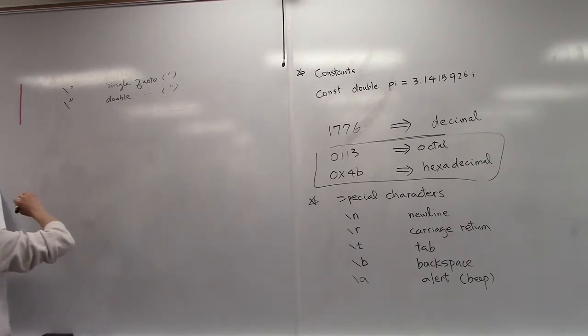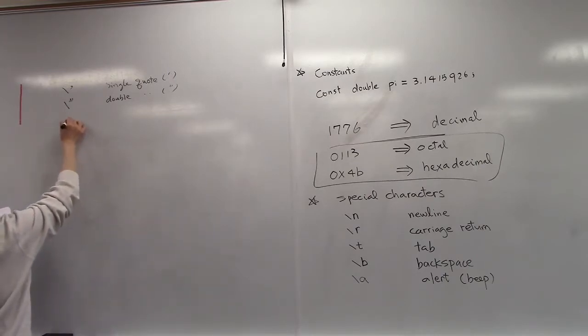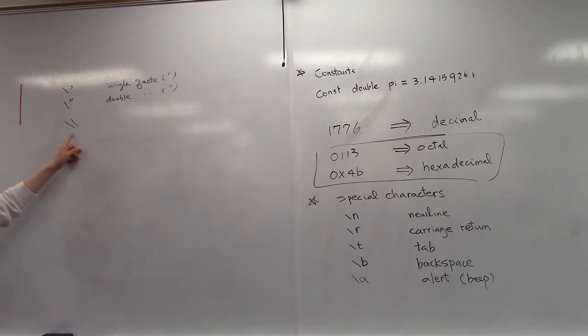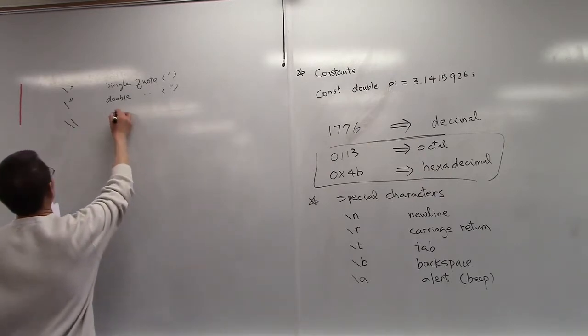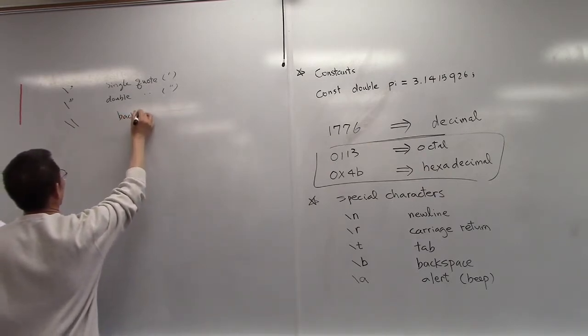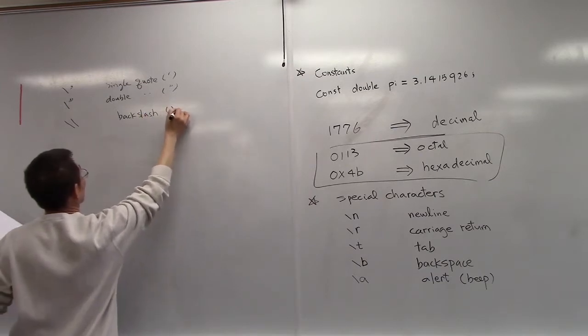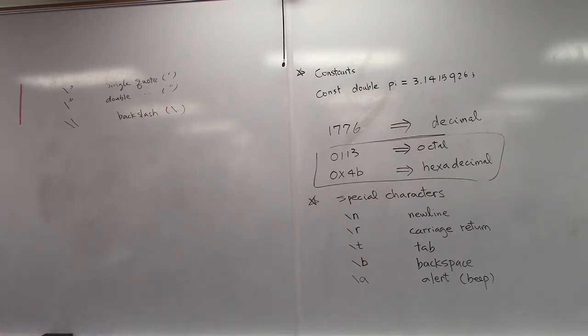And if you want to literally print out a backslash, you have to do it twice. The first one tells the compiler that this is a special character, and the backslash is what I want to output. Okay? So this is a backslash or that. Okay. That's that.